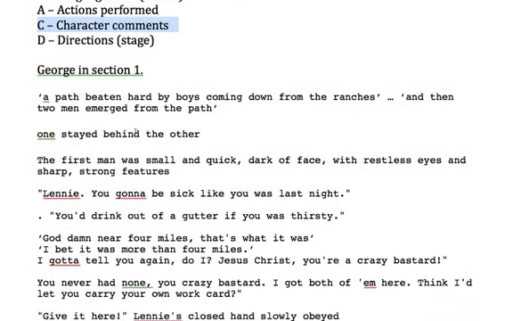So we start off with George then, and here the very first thing we hear about George is that two men emerge from the path, and so they're coming into this clearing. But we're told just before that this is a path beaten hard by boys coming down from the ranches. Now that's really important because metaphorically they're joining this same kind of circle. So it's Steinbeck pitching them all together under one umbrella, as it were, and they're basically people with no future, people who will have no success.